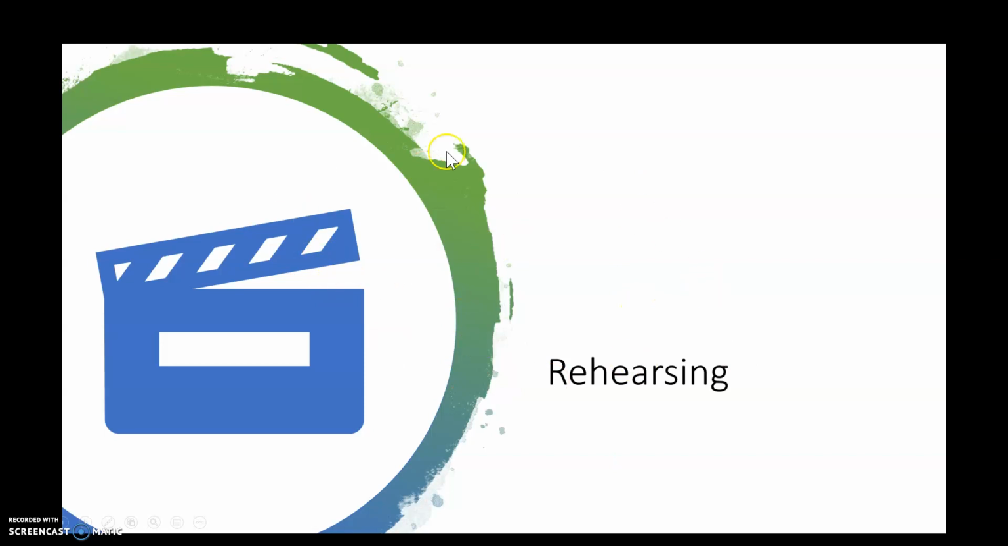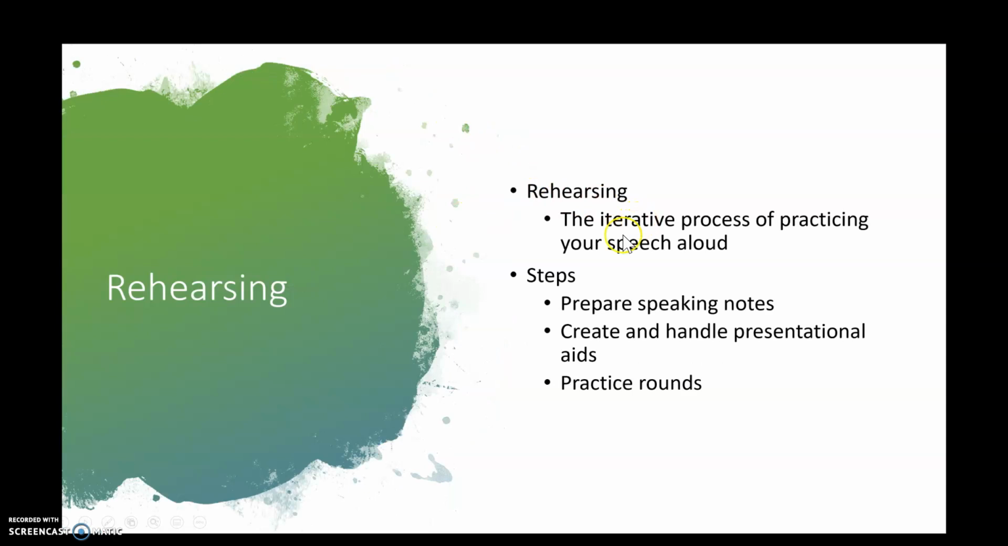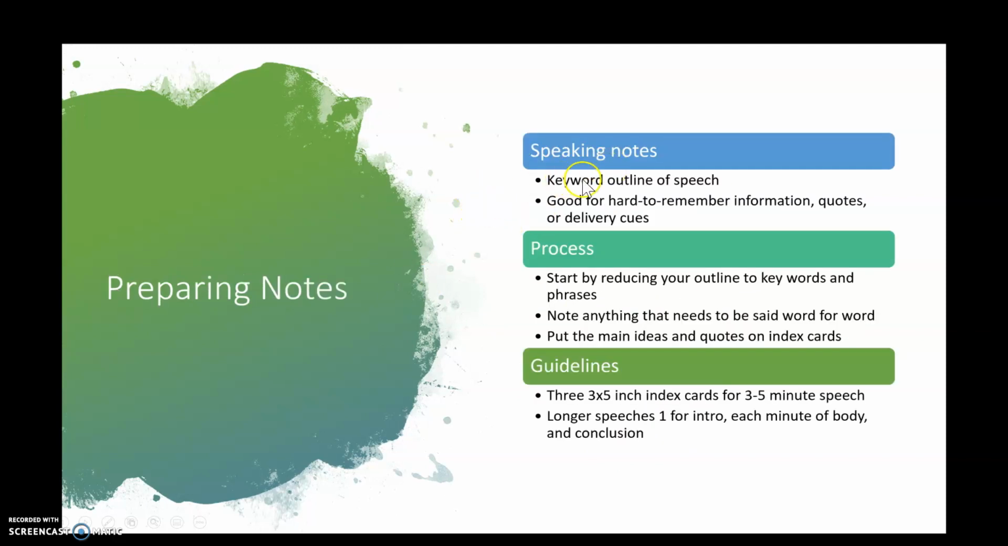So now we're going to go into rehearsing, what it is and why it's important. So rehearsing is the iterative process of practicing your speech aloud. Some steps are to prepare your speaking notes, create and handle presentational aids, and then practice rounds. So rounds would be each run through of the speech. So when you're preparing notes, it's a good idea to create a keyword outline of the speech. So to reduce your general outline to just a few keywords here and there that you can jump off of.